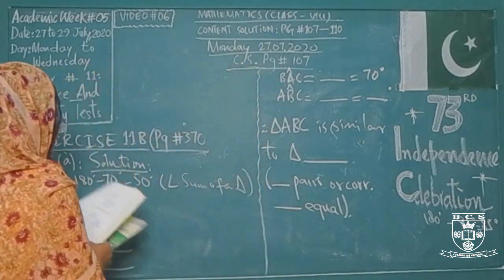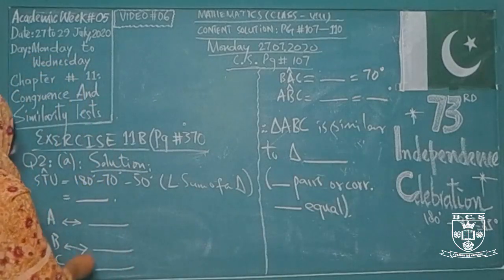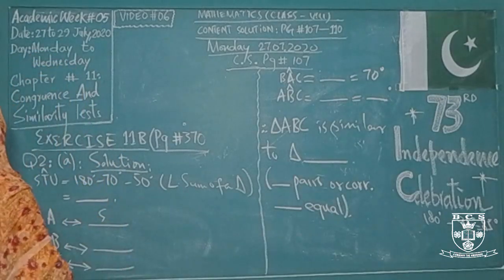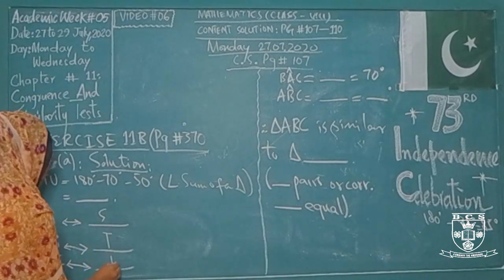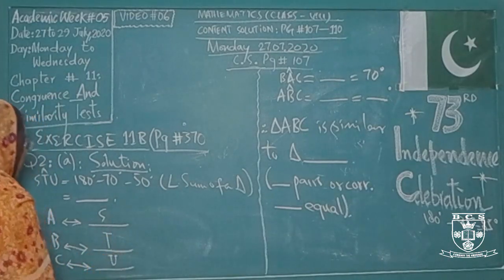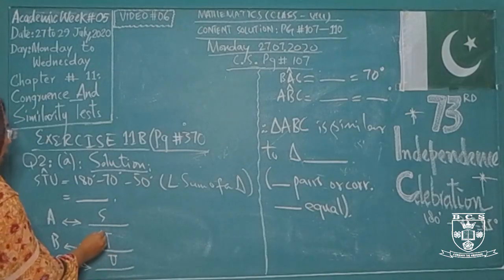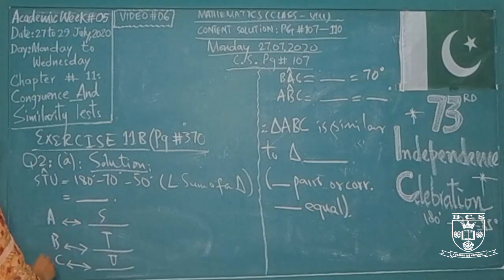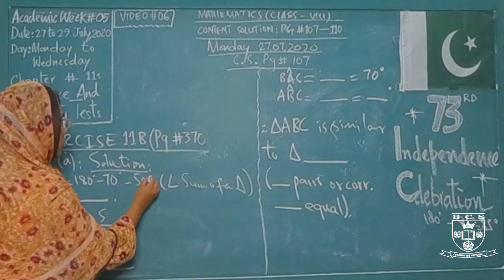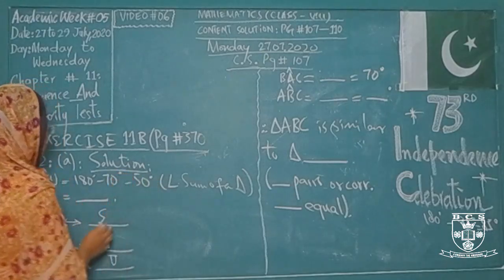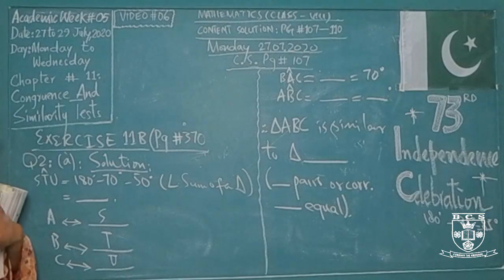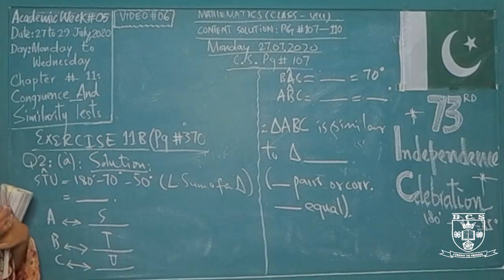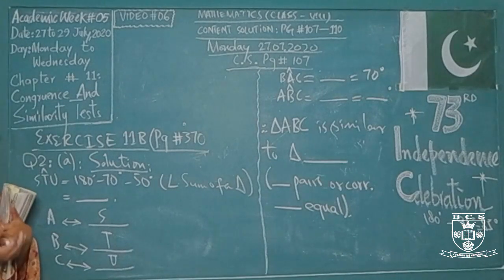So A is corresponding to S, B is corresponding to T, and C is corresponding to U. These are the three different corresponding points. Why do we write down the corresponding points first for any two given triangles? Because by making the corresponding points correspond to each other, it becomes very easy to prove the different sides equal and the different angles also equal.